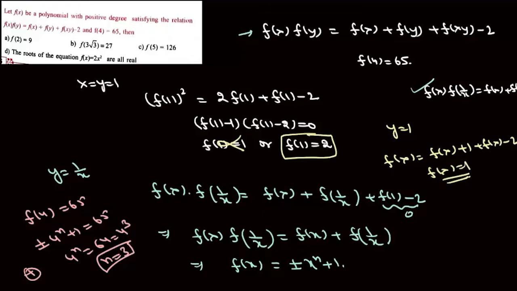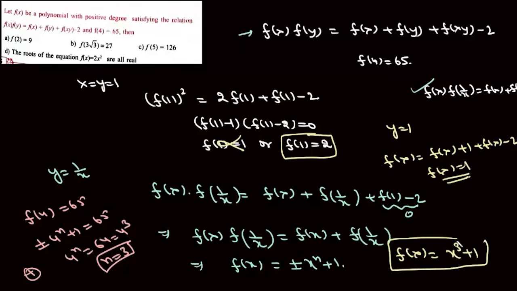So your function f(x) is x cube plus 1. And if f(x) is x cube plus 1, then f(2) is 8 plus 1, 9. That means option A is correct.